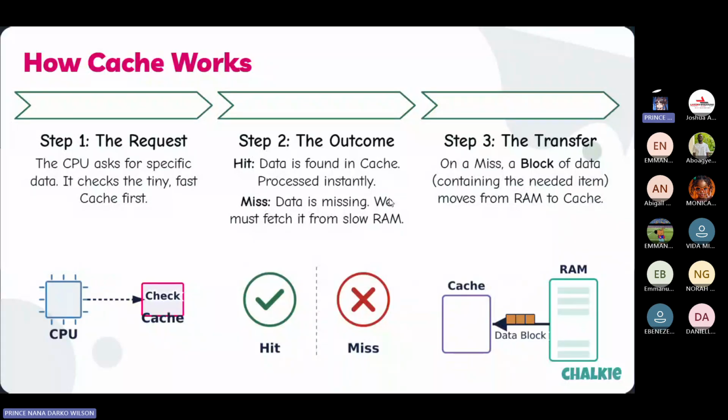Step 3, the transfer. On a miss, a block of data containing the needed item now moves from the RAM to the cache. So there is the request, there is the outcome, and then there is the transfer. If there is a miss, data is transferred from the RAM all the way to the cache, then all the way to the CPU. So it shows you here RAM, then the block is carried all the way to the cache. Then the cache now sends it to the CPU.